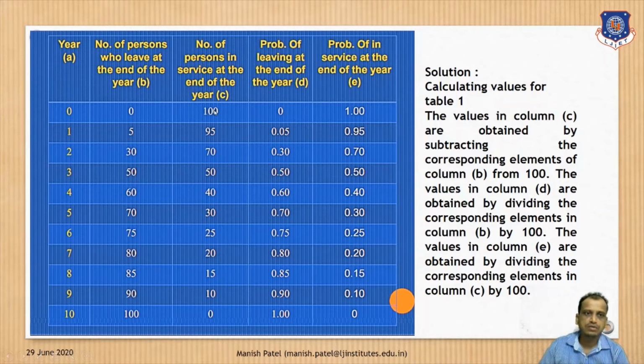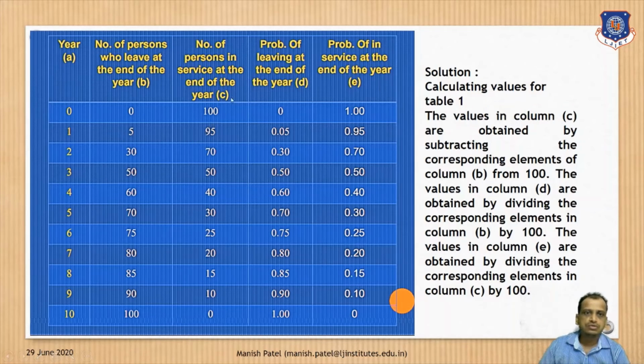Clear? Now 5% are leaving. So how many are in service? 95. 30 are leaving. Then 70. 50 are leaving. Then 50. And accordingly you will make this table, right? 100, 95, 70, 50, 60 to 40, 70 to 30, 75, 25, 80, 20. So we make both up to 100%, right?